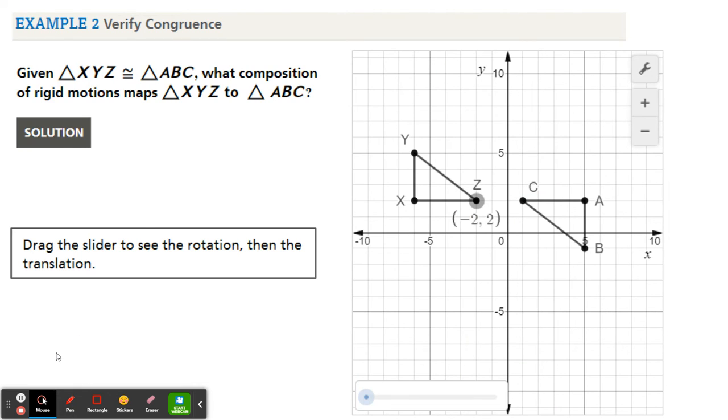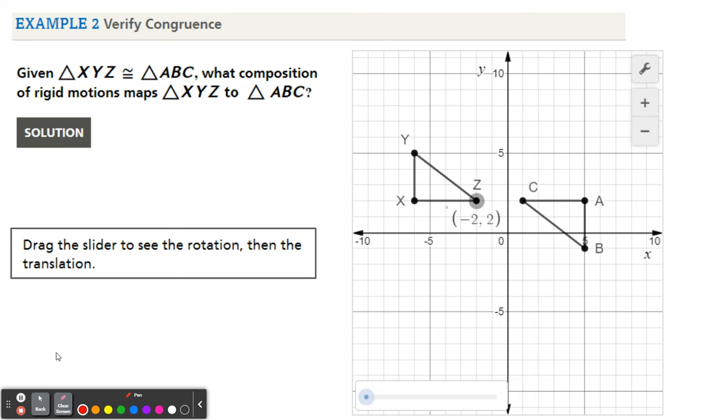All right, next. So verify the congruence. Given that triangle XYZ is congruent to triangle ABC, what composition of rigid motions maps triangle XYZ to triangle ABC? So we're going to do this by ourselves first. There are multiple ways to do this, all right? But I'm going to walk you through what I would do. The first thing I would do is either a reflection or a rotation. If I do a reflection, I don't think it's going to be enough to get the triangle XYZ facing the same way so I can just slide. So I actually think I have to rotate this.